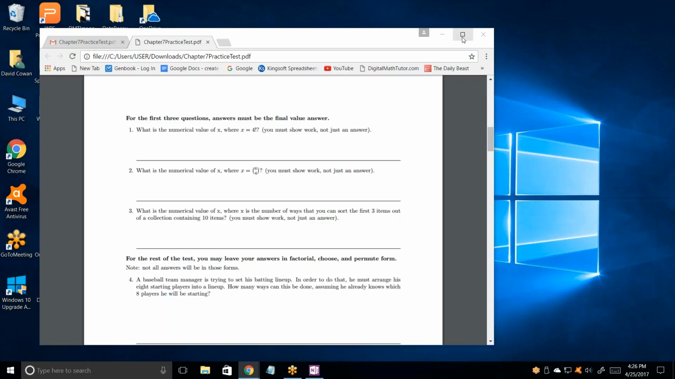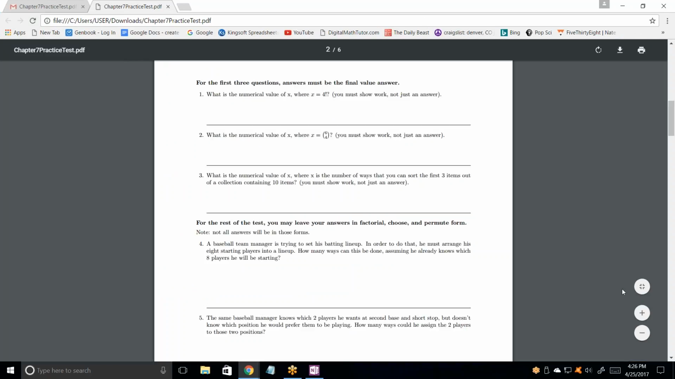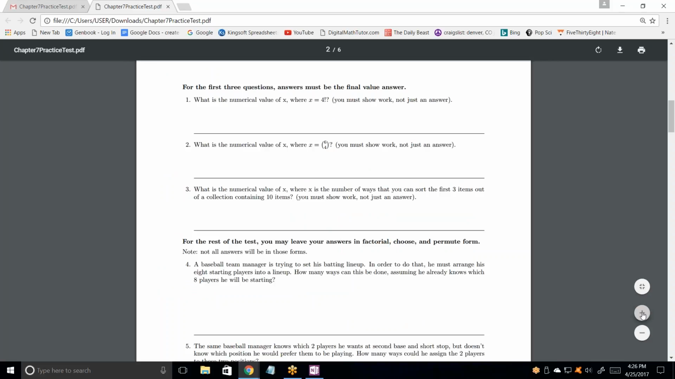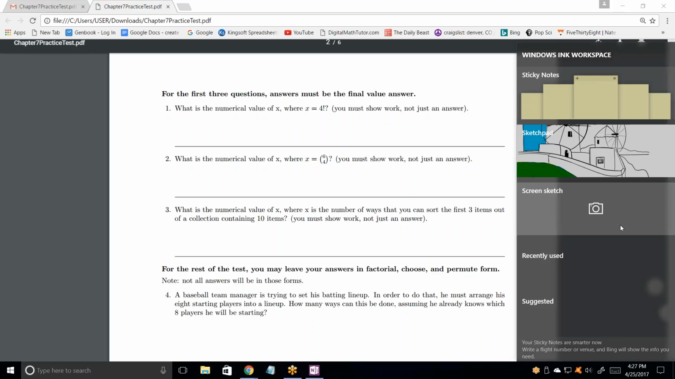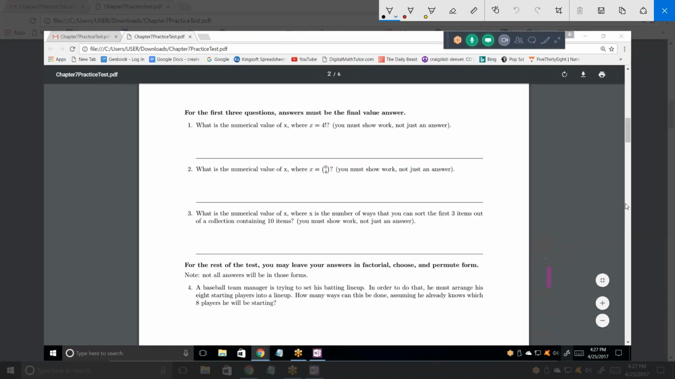All right, let me blow this up so that I can write on it and minimize that. All of a sudden I got hit by an allergy attack.